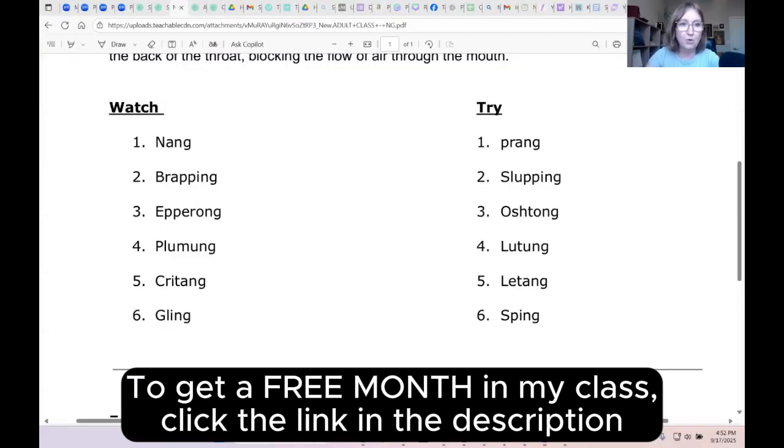So this long U is going to say oo because that's the shape that my mouth was in when it made the L sound right here. This UNG is ung. So we have p, l, oo, ung: plumung, plumung. Try yours, number 4.